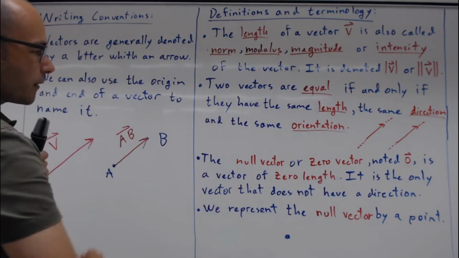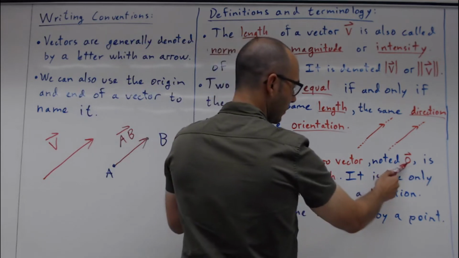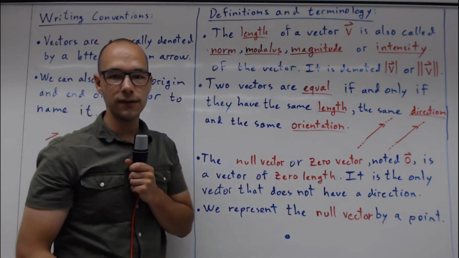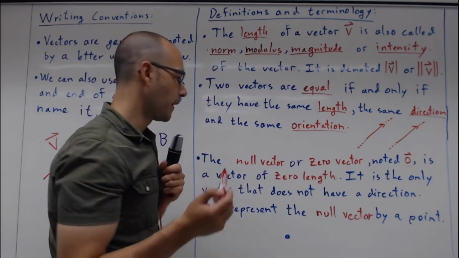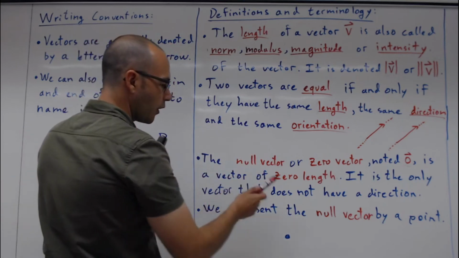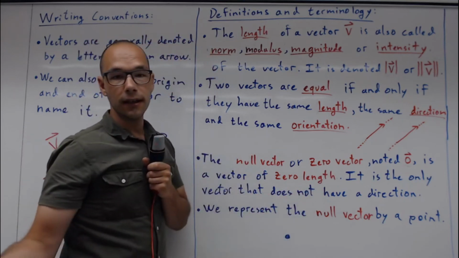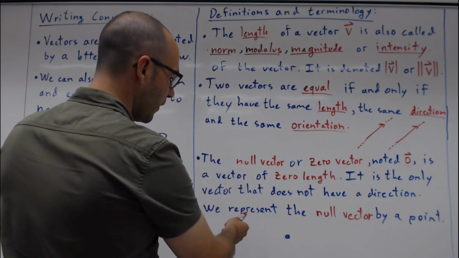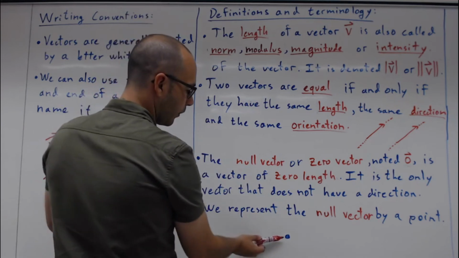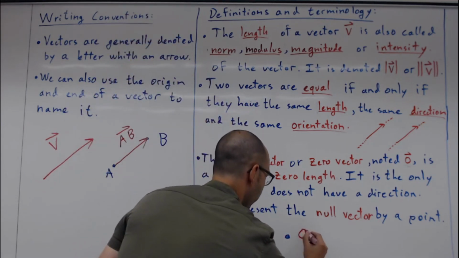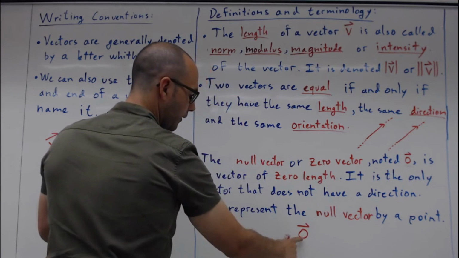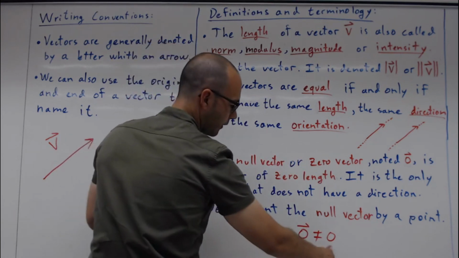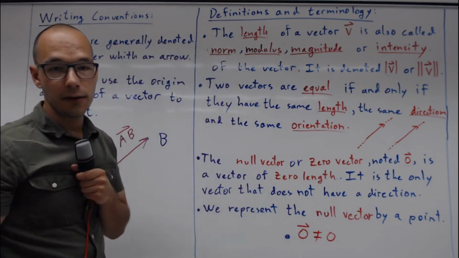The null vector or zero vector is noted 0 with an arrow on top, and is a vector of 0 length. So this vector has a length of 0. It is the only vector that does not have a direction. Of course, there is no length, so there is no line to draw. We represent the null vector by a point. So this point is the null vector, and the null vector is not equal to 0, because 0 is a number, and the null vector is, of course, a vector.